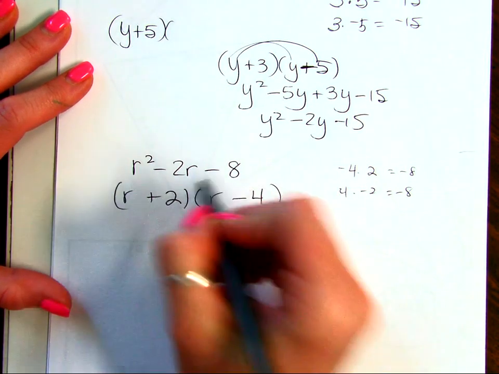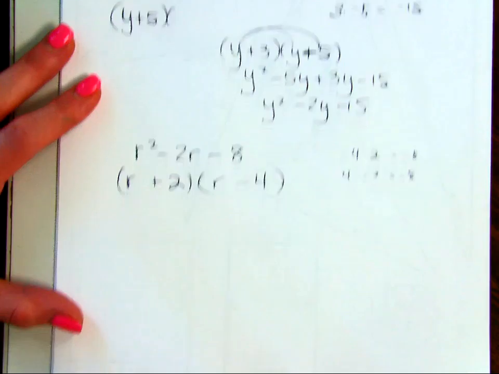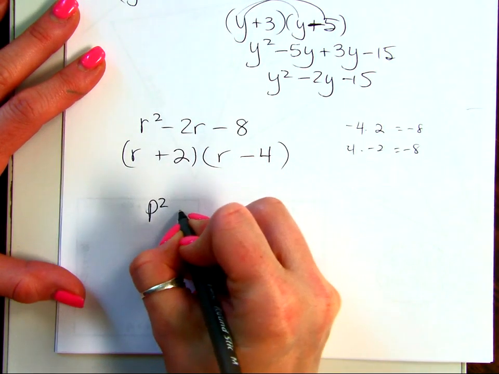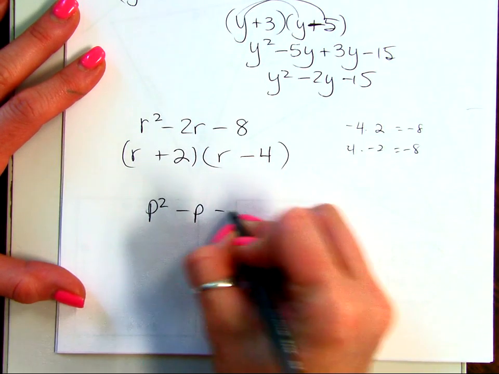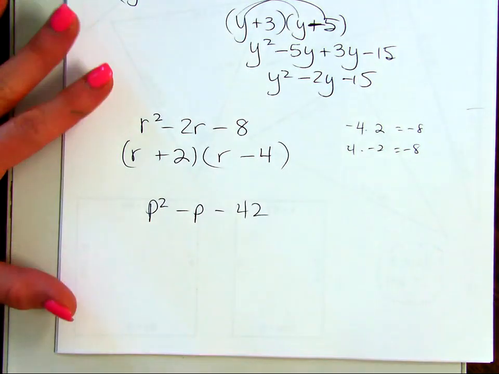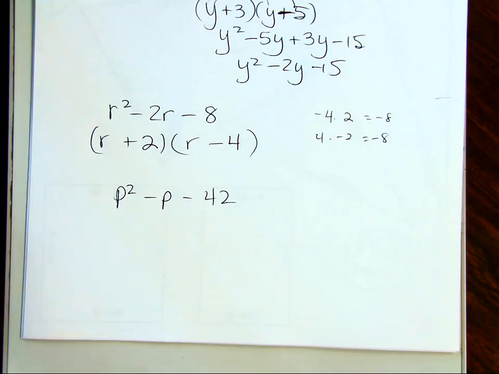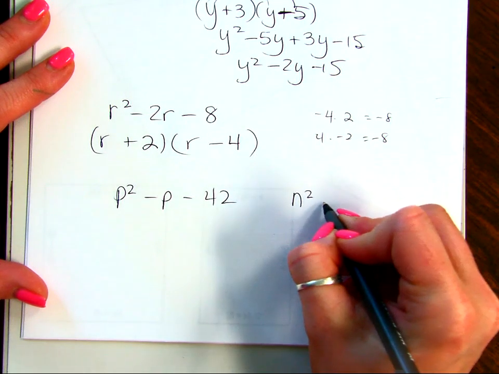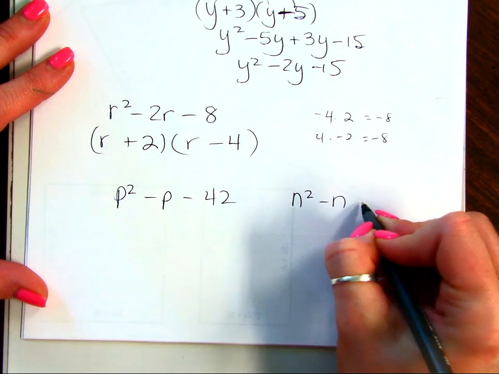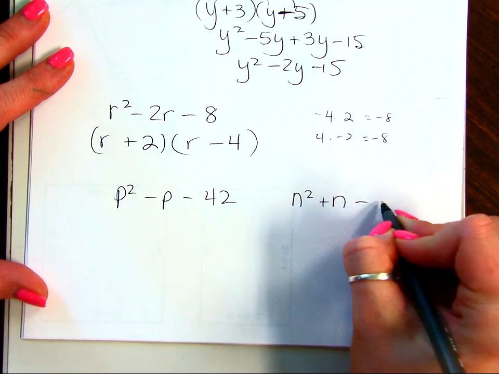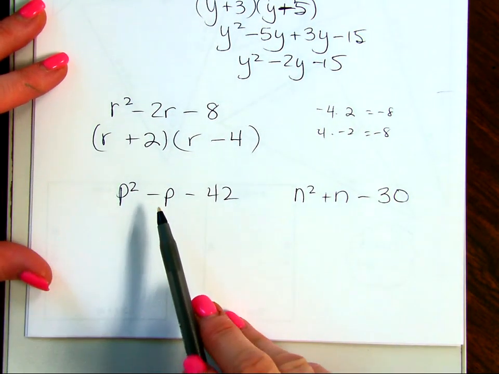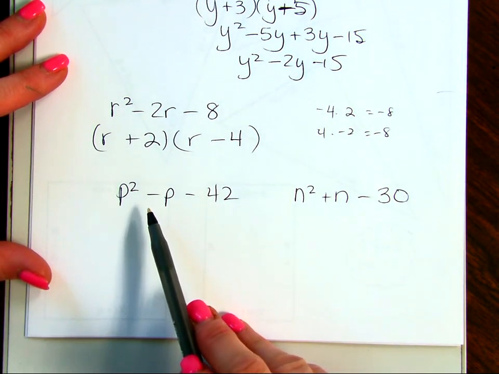Did you get that? Okay, try another one. This is always a good one. p squared minus p minus 42. And then try this one. So what is the coefficient you're looking for here? Negative 1.